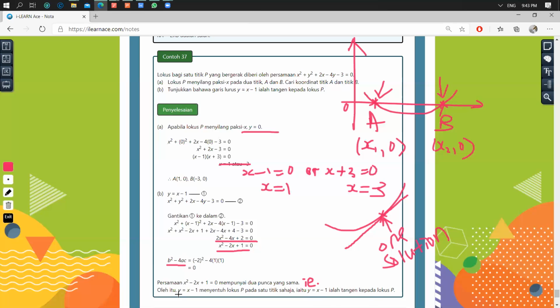Okay, so same as what I'm saying, but for my case, I'll repeat what I'm going to say. Since b squared minus 4ac equals 0, this line is touching this locus at one point only. Therefore, this is a tangent to the locus. Okay, that's what I'm going to do.